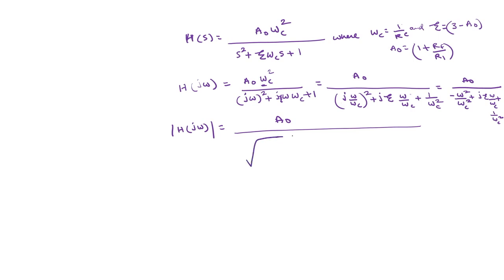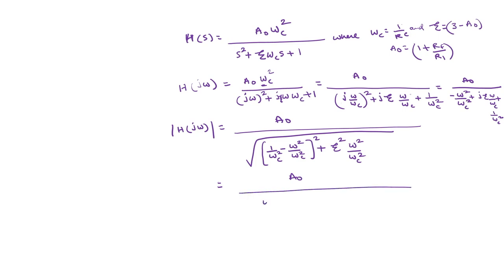So, what is the real part and what is the imaginary part? In the denominator, the square root of the real part is 1 minus omega by omega c square, whole square, plus the imaginary part, zeta square omega square by omega c square. And if you want to further simplify this one, omega c square is common. So, this is equal to a naught divided by 1 minus omega square by omega c square whole square plus zeta square times omega square by omega c square.